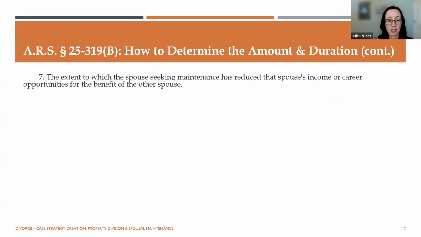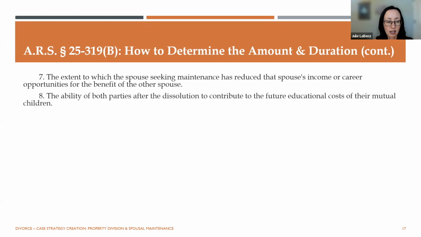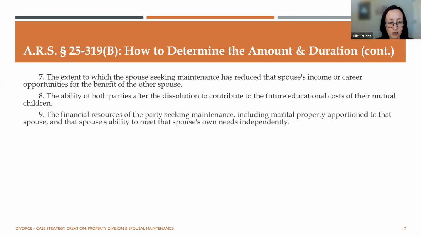Number 7, the extent to which the spouse seeking maintenance has reduced that spouse's income or career opportunities for the benefit of the other spouse. Number 8, the ability of both parties after divorce to contribute to the future educational costs of their mutual children.